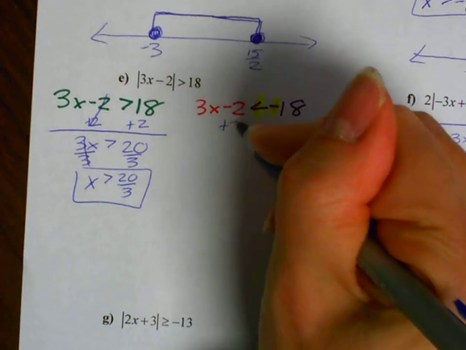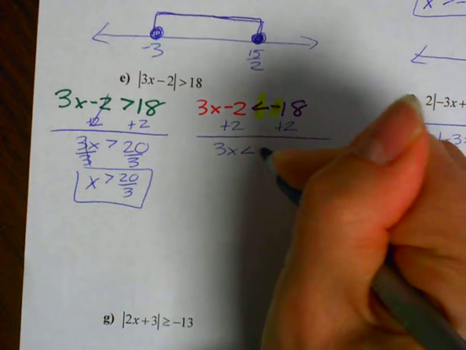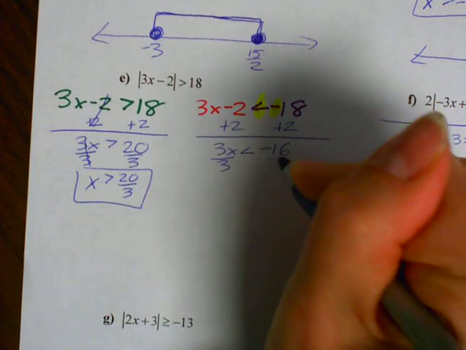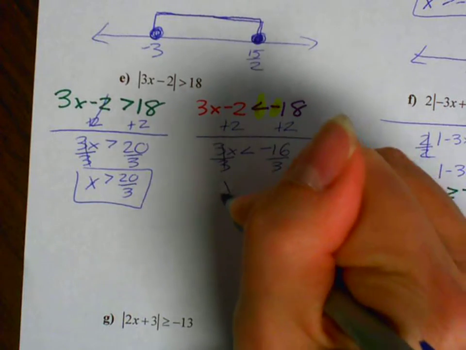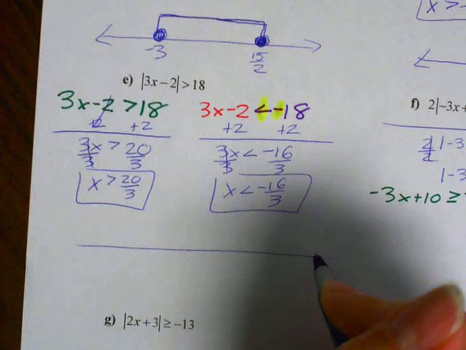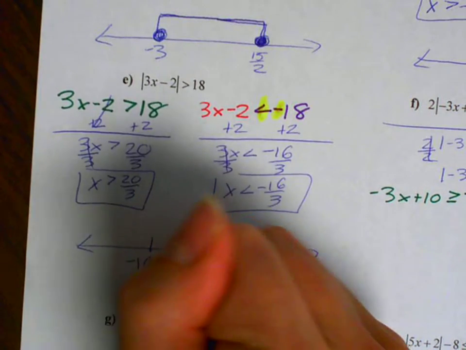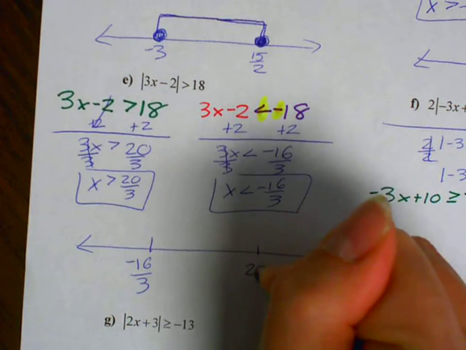This one, same thing. I'm going to add 2 to both sides. That gives me 3x is less than negative 16. Divide by 3, and again, I can't reduce negative 16 over 3. On my number line, my negative number is smaller, so it goes on the left. My positive number is bigger, it goes on the right.